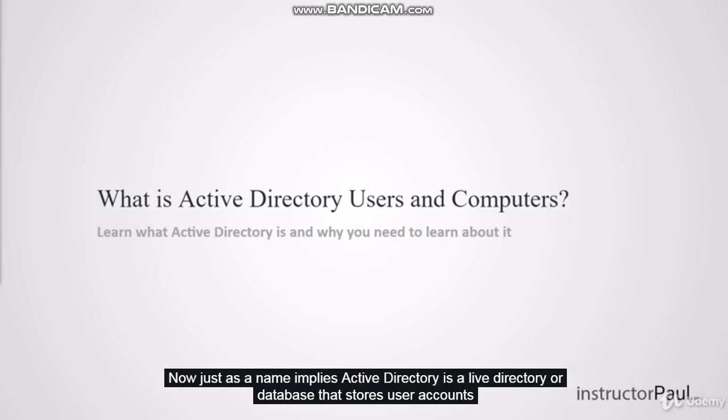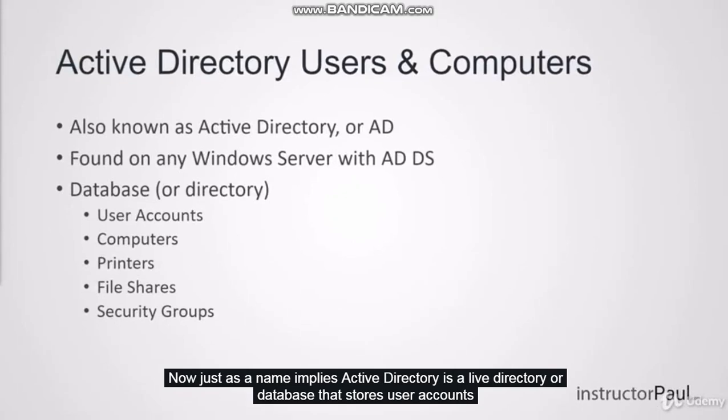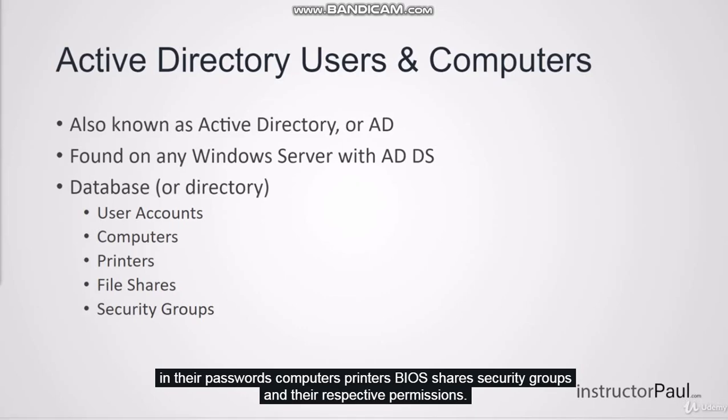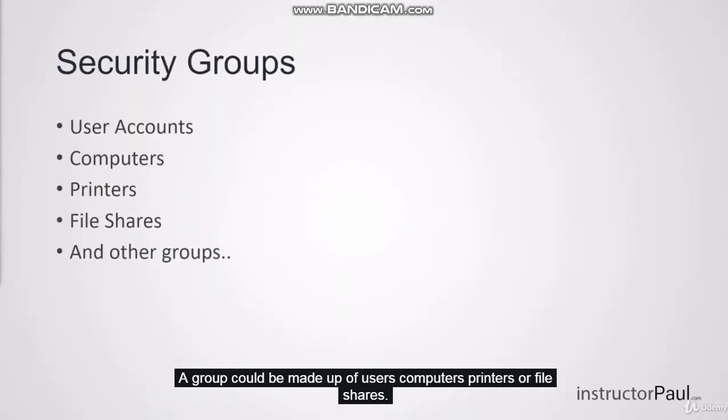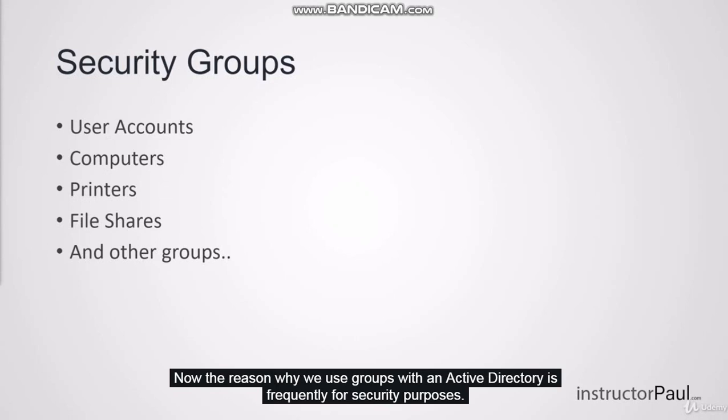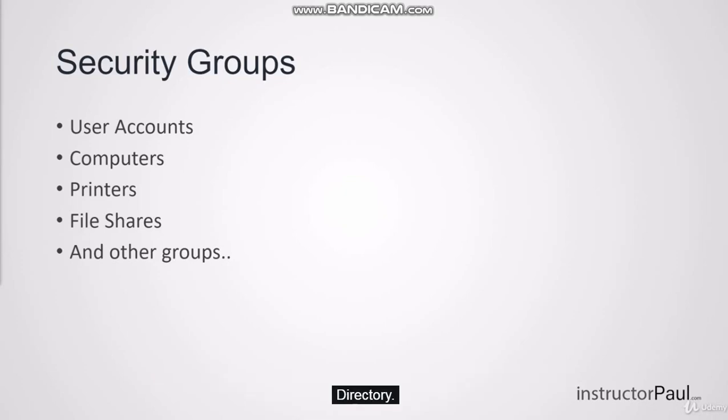Now, just as the name implies, Active Directory is a live directory or database that stores user accounts and their passwords, computers, printers, file shares, security groups, and their respective permissions. A group could be made up of users, computers, printers, or file shares. The reason why we use groups within Active Directory is frequently for security purposes. Now, you can use AD and group policy together to assign specific permissions for objects within Active Directory.